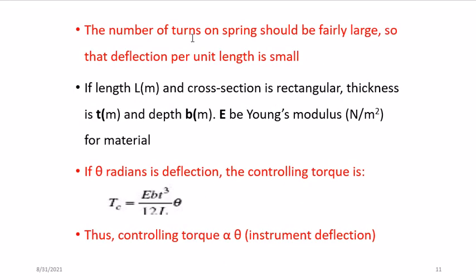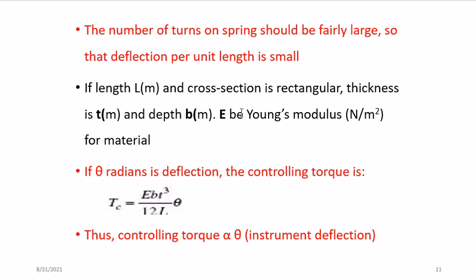The number of turns required for this spring should be fairly large, so that the deflection per unit length should be small. That is to improve the amount of controlling torque, so that it will balance the signal we are trying to measure. Let us assume the length of the material used for making the spring is L in meters, and the cross-sectional area is rectangular. Let us assume the thickness is T in meters, and the depth is B. Because we say rectangular, it must have length times breadth, or depth. Let's say the depth is B in meters also.